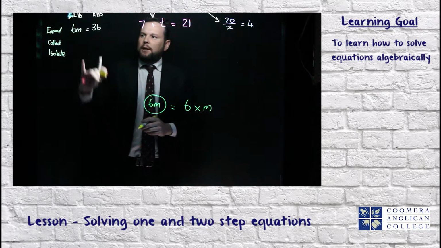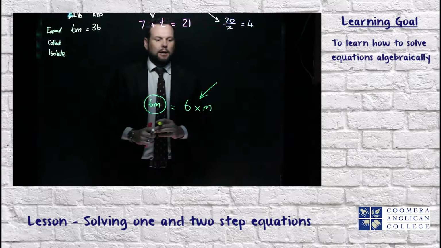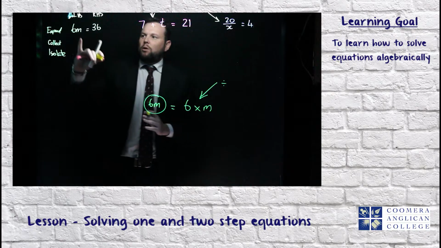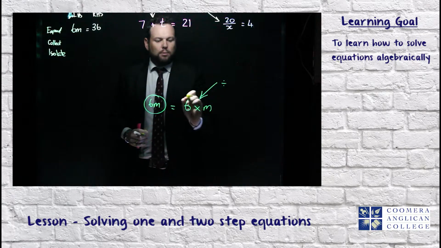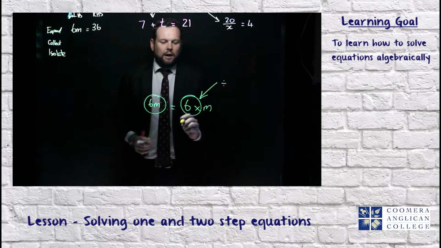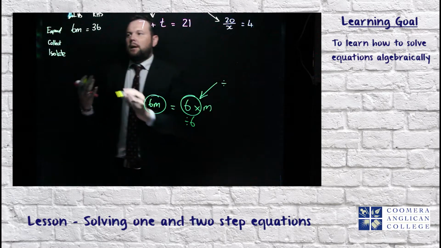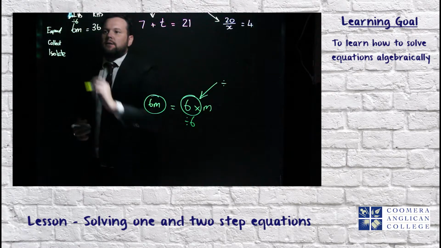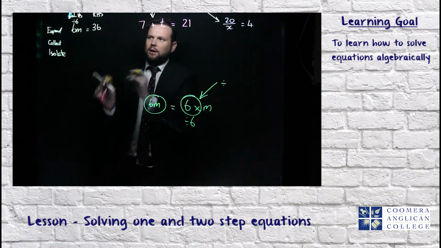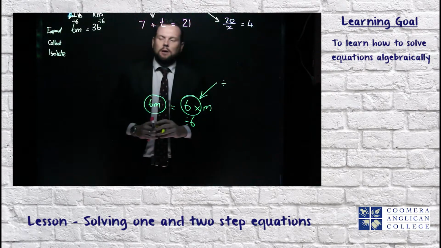So what we want to do is the reverse of multiplication, and the reverse of multiplication is division. So in order to get rid of this 6, if I'm multiplying something by 6, in order to cancel that out, so it's no longer there, I do the exact opposite. So I divide by 6. But whatever I do to one side of my equation, I have to do to the other side. So on this side, I'm also going to divide by 6.